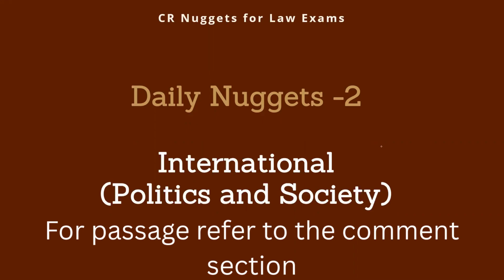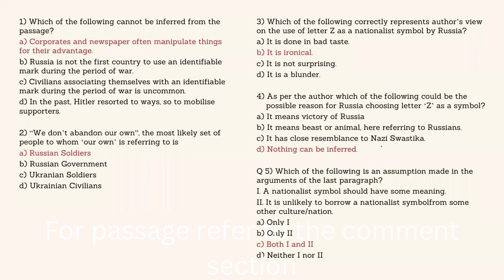First and foremost, let me quickly tell you the answers. You must have already taken the test, so let us quickly look at the questions and the answers. The first question was based on inference: which of the following cannot be inferred from the passage. The second is "we don't abandon our own." This is given at a particular place in the passage, so the second question is on that.